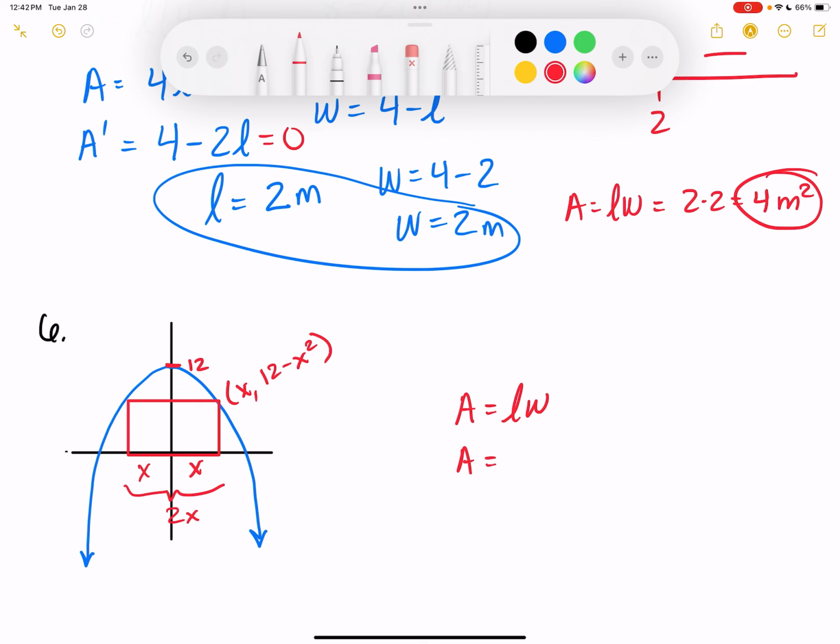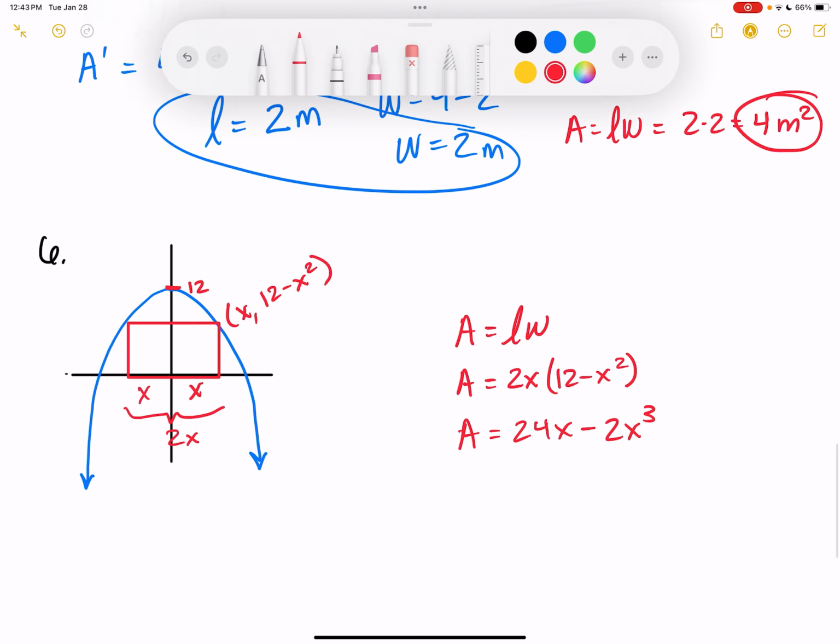So, area is equal to 2x times 12 minus x squared. I would go ahead and distribute before we take the derivative. So A equals 24x minus 2x cubed. Then what's the derivative? 24 minus 6x squared.